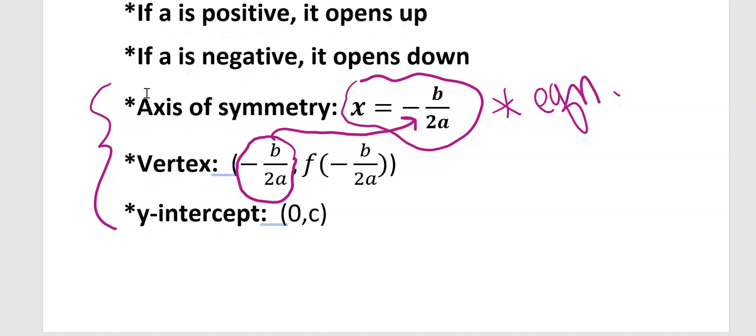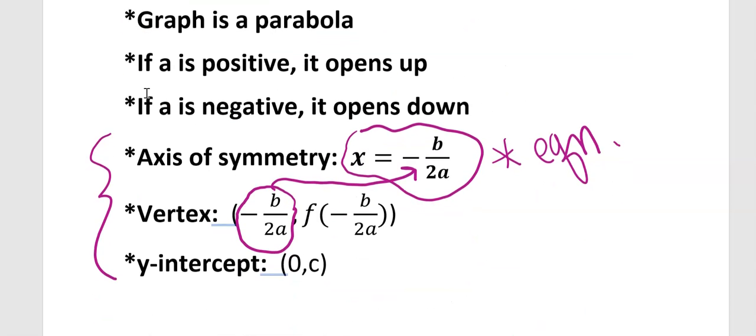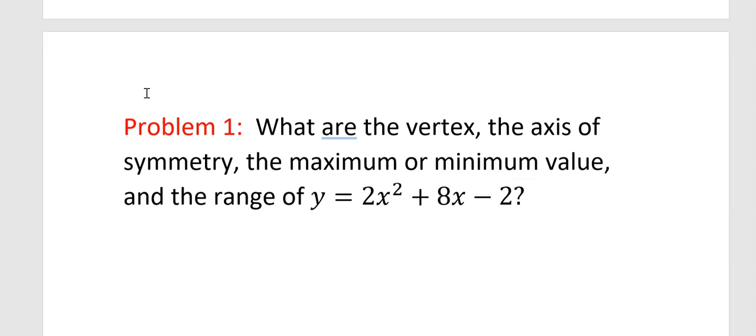The 0, c part is if I plug a 0 in for the x, it'd be a 0 for the x squared, a 0 for the x. The only thing that would be left would be the number, c, and that's why it's 0, c. So when you look at it, if you plug in a 0, what is left, basically? And it's always the number that's just right there. So once you get used to that, it's really easy to do.